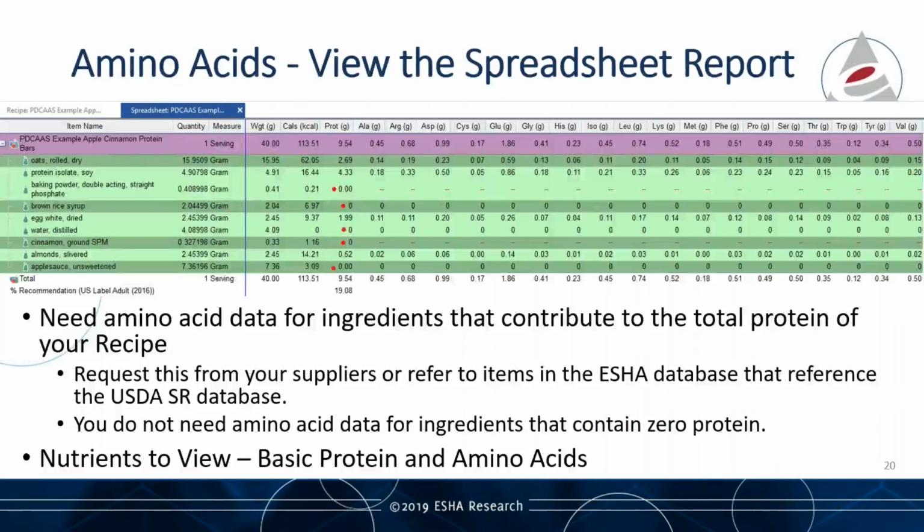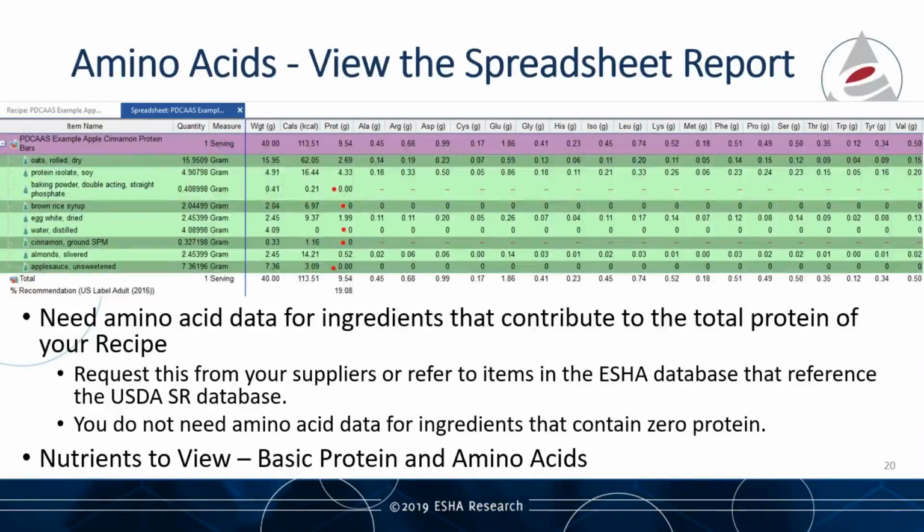In Genesis, when we're calculating PDCAAS, you need amino acid data for the ingredients that contribute to the total protein of the recipe. You may need to request the amino acid data from your suppliers or refer to reliable sources for amino acid data. For instance, most of the ingredients in the ESHA database that reference the USDA SR source report amino acid data. In general, you don't need amino acid data for ingredients that contain 0 grams of protein.